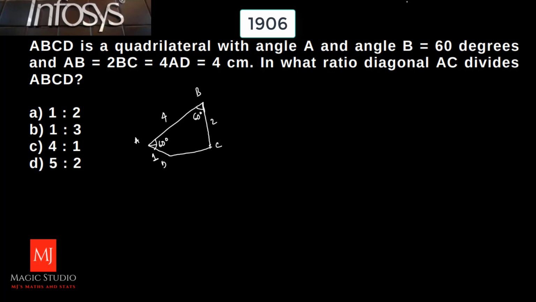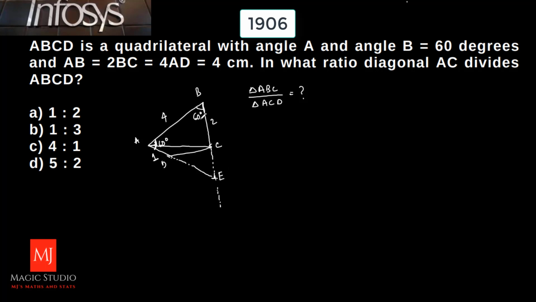Then in what ratio does diagonal AC divide ABCD? Where is our diagonal? This AC divides ABCD. That means we are looking for area ABC divided by area ADC or ACD. This is what we are looking for. Now, if I extend BC and if I extend AD, they will meet at a point E. Suppose they meet at point E.